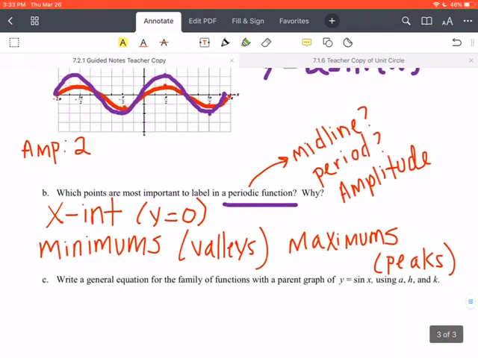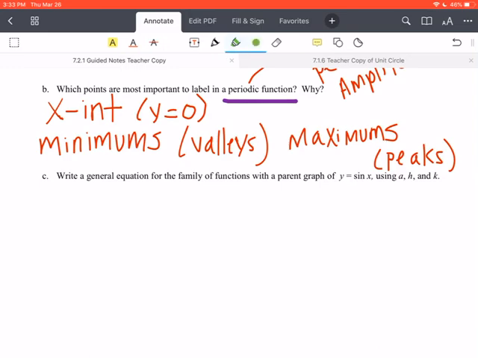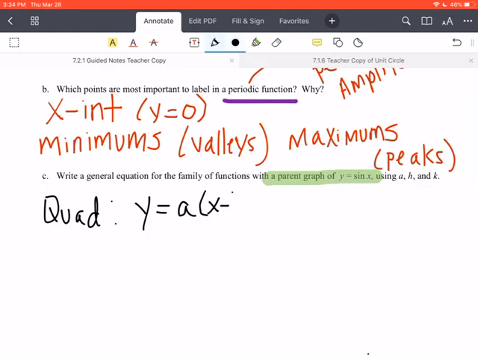Okay. The final question of our notes, thanks for hanging in there, you're doing great, is we want to write a general equation when we are utilizing the parent graph y equals sine x. So if you recall, let's just refresh, for a quadratic, the general equation was y equals a times (x minus h) squared plus k.